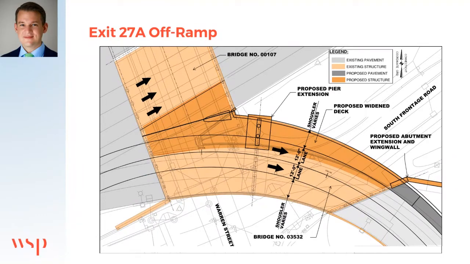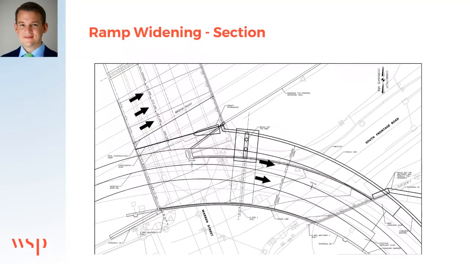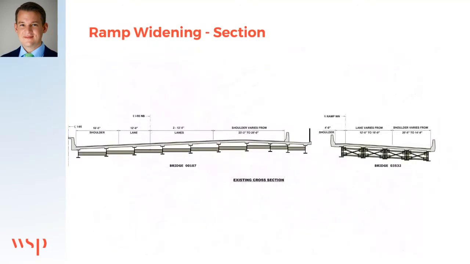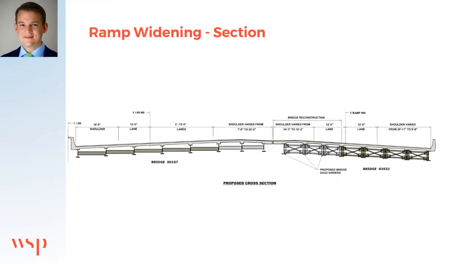Now looking at a section cut through those two structures, I'll show you a before and after. Here's the existing section as it is today, I-95 northbound shown to the left, and the exit 27A off-ramp to the right. Now the proposed condition, you can see here the two structures are joined in order to widen the off-ramp. Everything shown in the light gray is the proposed girders, and this is to accommodate the new 12-foot lane.